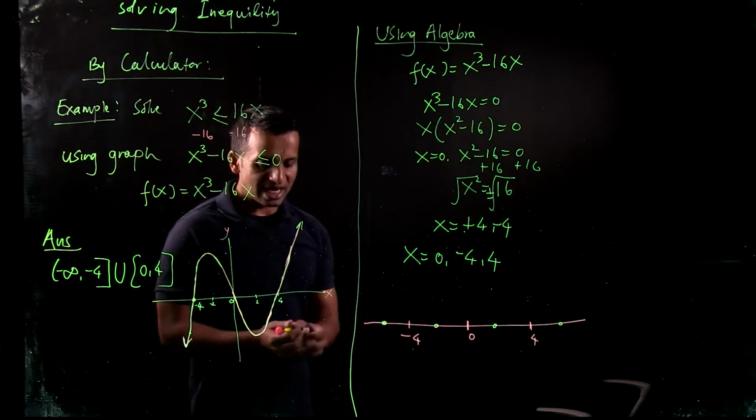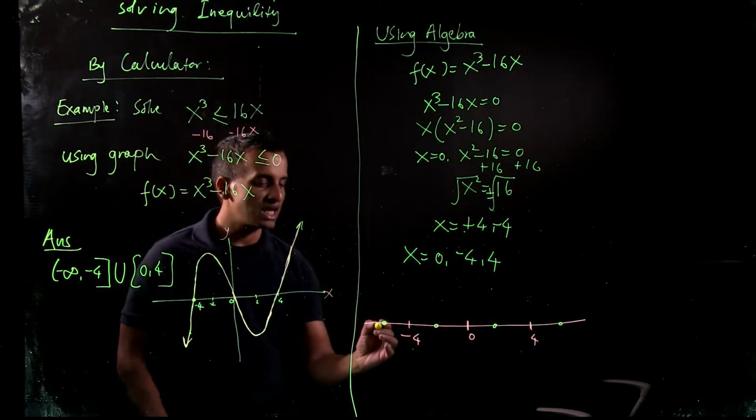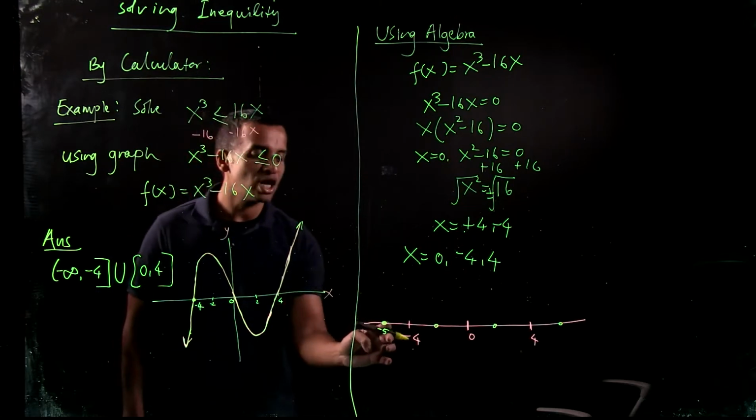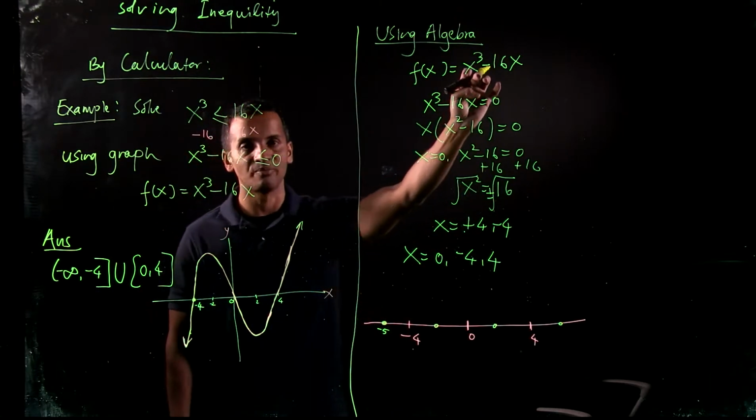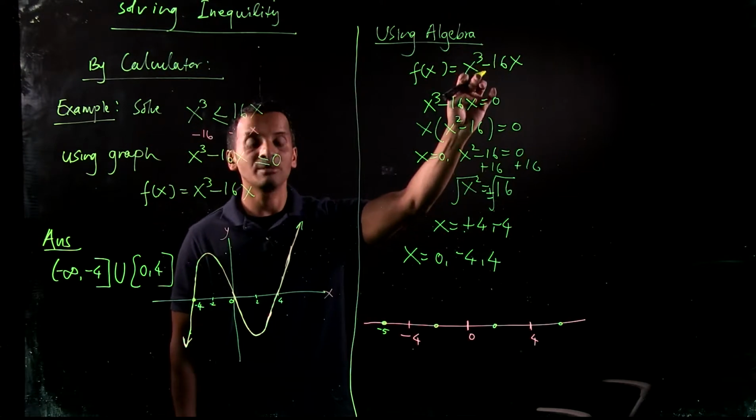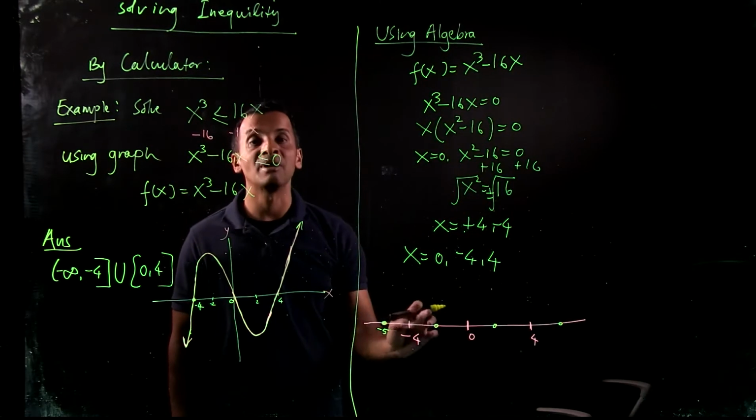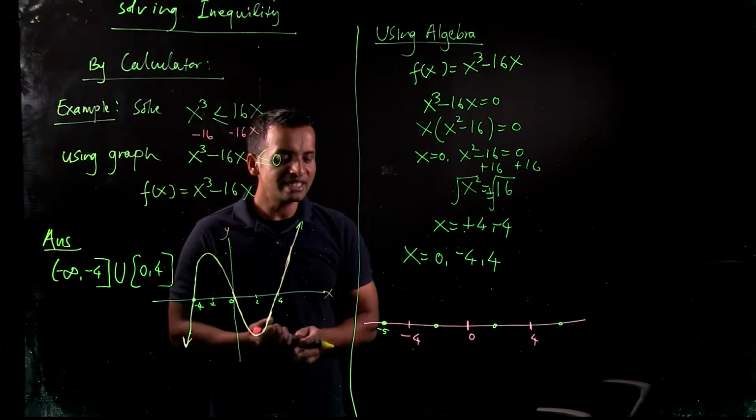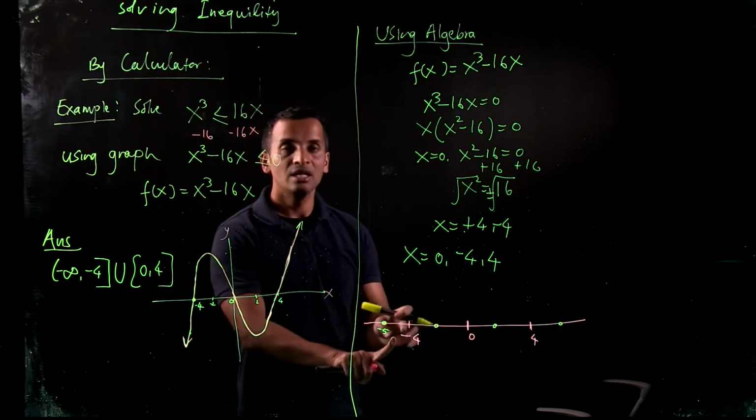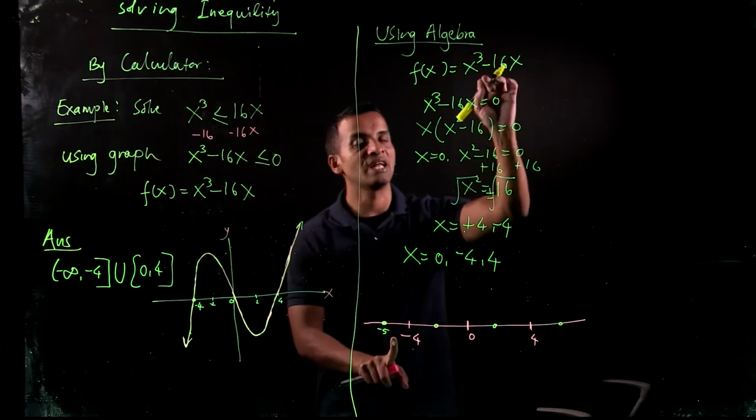So take a test point that is left of -4. You can take the test point as say -5 and plug this -5 into that function, okay? If you get a positive number, you write plus, plus, plus. If you get a negative number, you write minus, minus, minus, like that, okay? So let's take the test point -5 and plug it in f.